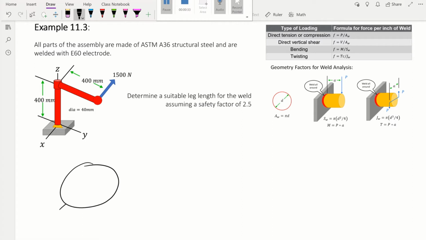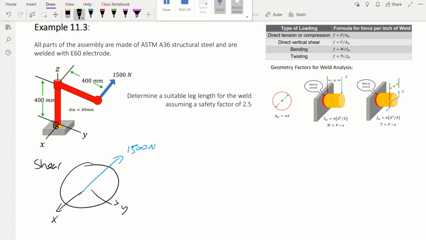That's step 1. Step 2 is to identify the types of stresses or forces that the weld is going to see. The first one, or the most obvious I should say, we're going to use previous knowledge from combined loading to figure out what the forces would be right at this point where the weld is. The force of 1,500 newtons is going to end up trying to shear the weld, and this force is acting towards the negative x-axis.